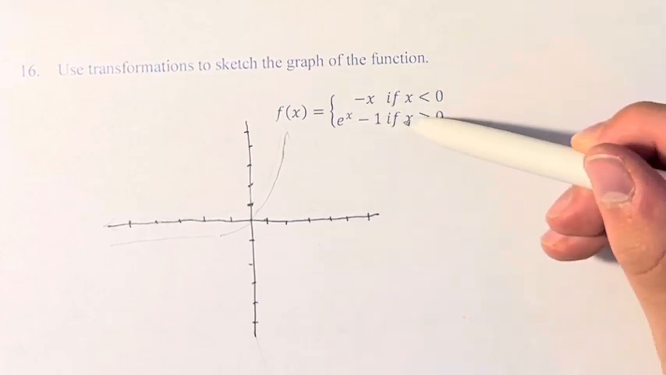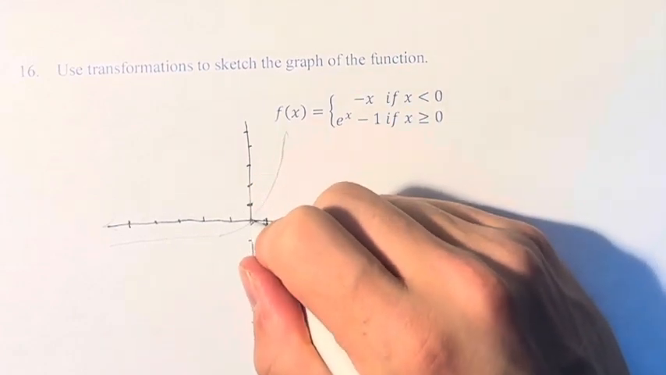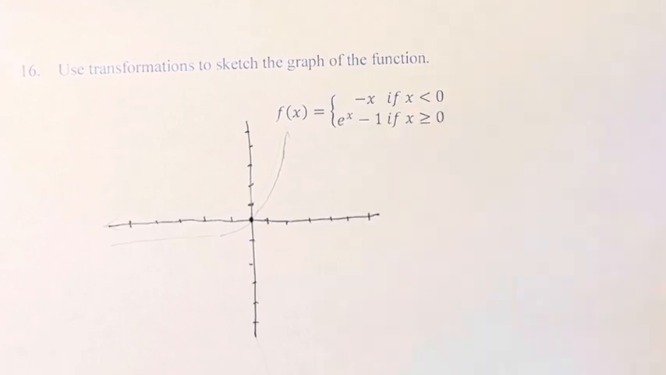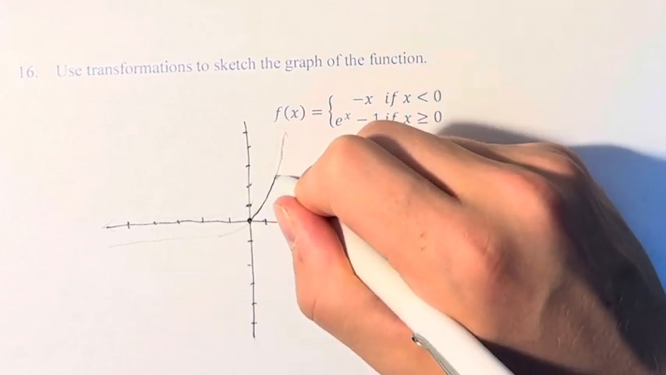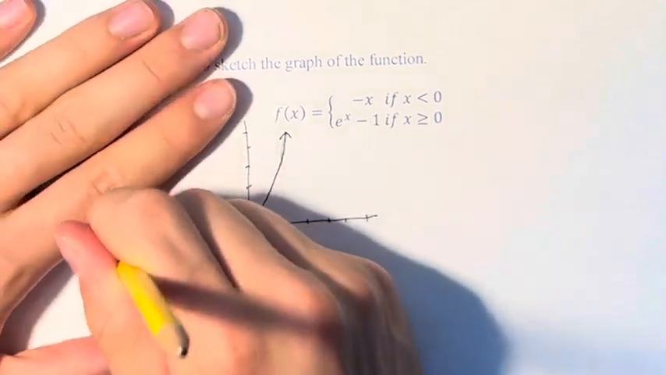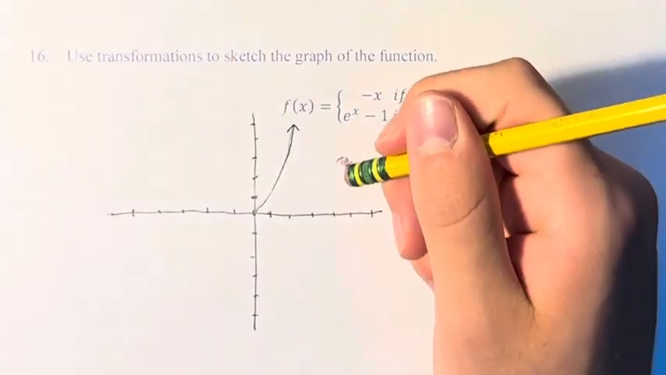This is only applicable if x is greater than or equal to 0. So we take x is equal to 0, draw a solid dot, because it's including 0. An open dot would mean it's not. And then x is greater than 0 is everything to the right of this point. So that means that we can now erase the rest of this function.